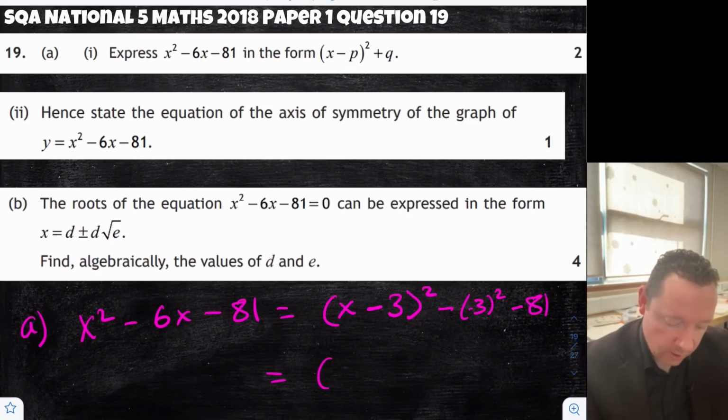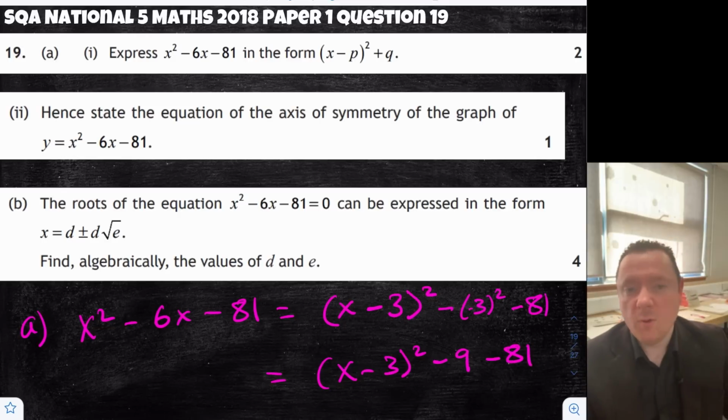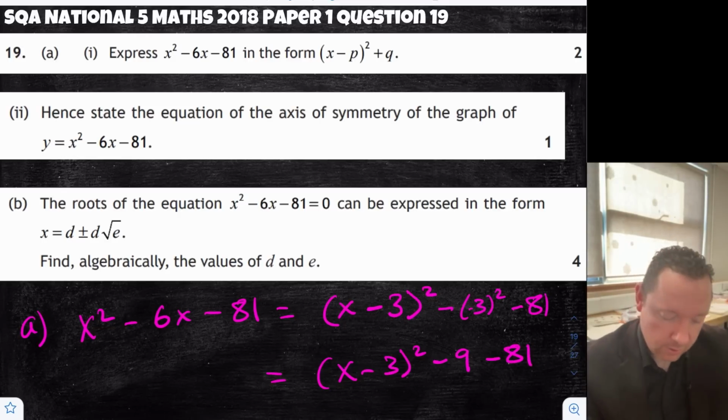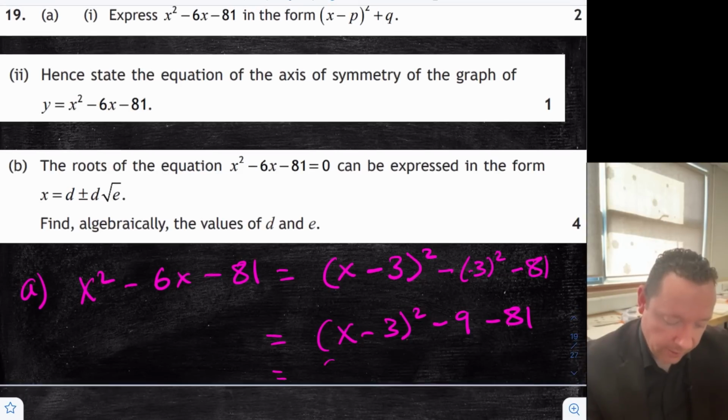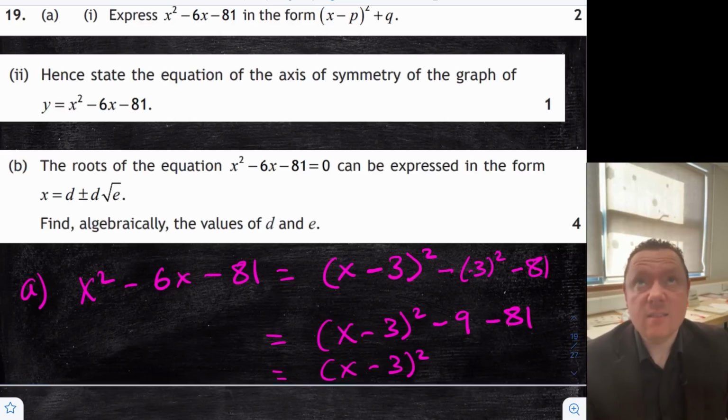So that gives me (x minus 3) squared. 3 3s are 9, so it's take away 9, take away 81, because I'm over by 9 basically. So that gives me (x minus 3) squared minus 9 minus 81. That's minus 90. And we're done there.